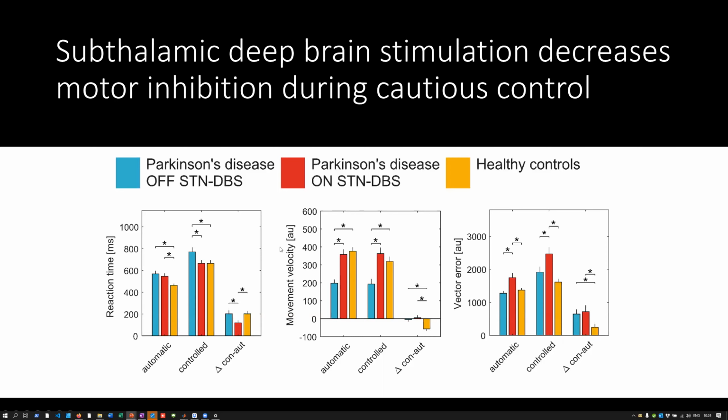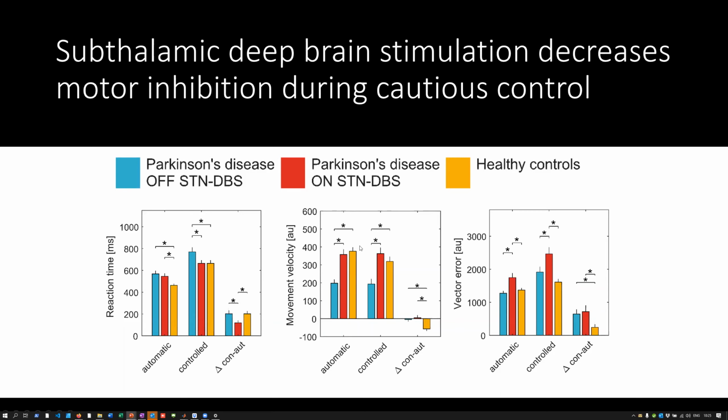Now, interestingly, if we look at another aspect of the behavior, movement velocity, we can see that there is a dramatic increase in movement speed regardless of the condition. And if we look at the difference between the two conditions again, you can see that healthy controls slow down their movements when the movement becomes more difficult, while Parkinson's disease off and on stimulation did not modulate the movement with relation to the difficulty of the task, which I believe shows us something about the system that is affected by DBS and shows us that Parkinson's disease patients have difficulty adapting their movement velocity to the demand of the environment, and that deep brain stimulation leads to an improvement in velocity, but not to an improvement in adaptation to environmental demands.